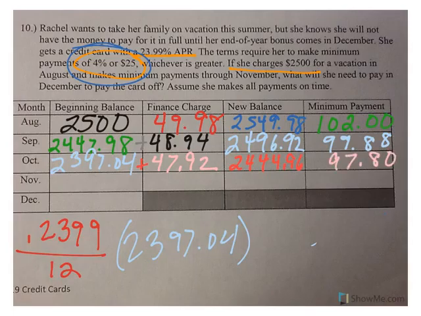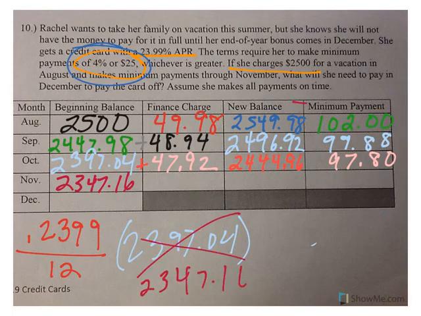I subtract new balance minus minimum payment to get $2347.16. And then again, put it there, 2347.16, right? Every time doing the same thing. So my new finance charge is $46.92. I add these two together to get $2394.08. I multiply this by 0.04 to get $95.76, and then I subtract.